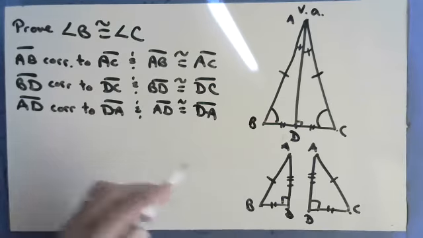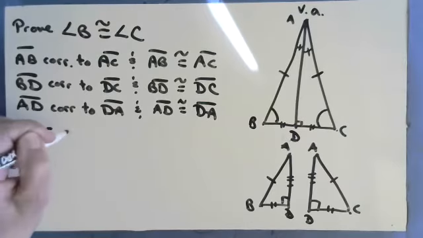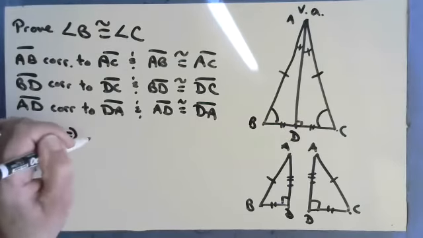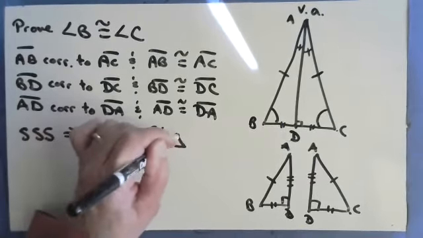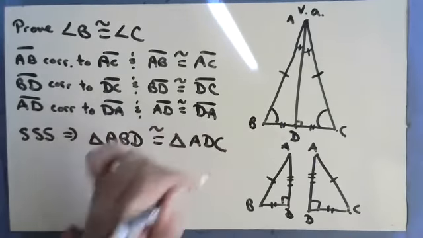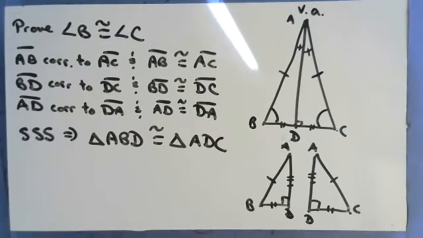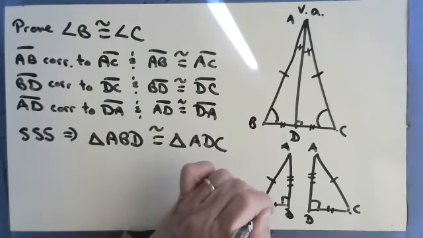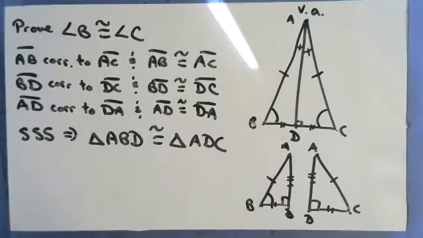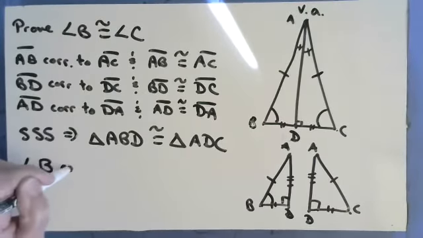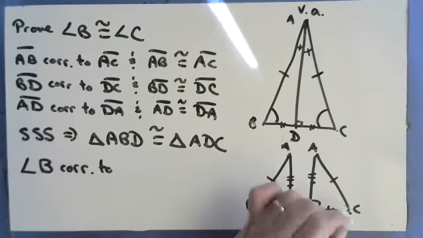So look what we have here. We have side, side, side. So that tells us that triangle ABD is congruent to triangle ADC. And so what we do is we look for the corresponding angles, and that's B. Keep going. So we have angle B corresponds to angle C.